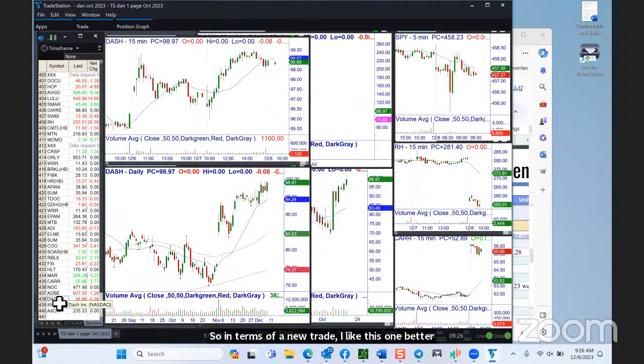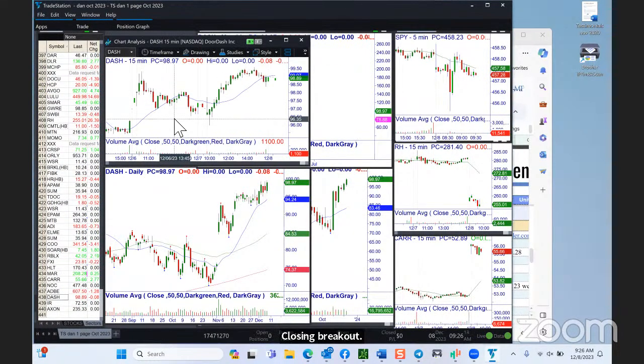Dash also, you got two red bars ignored. So this is kind of like a bear sandwich with double meat. Closing breakout. Yeah, old Dash looks good.